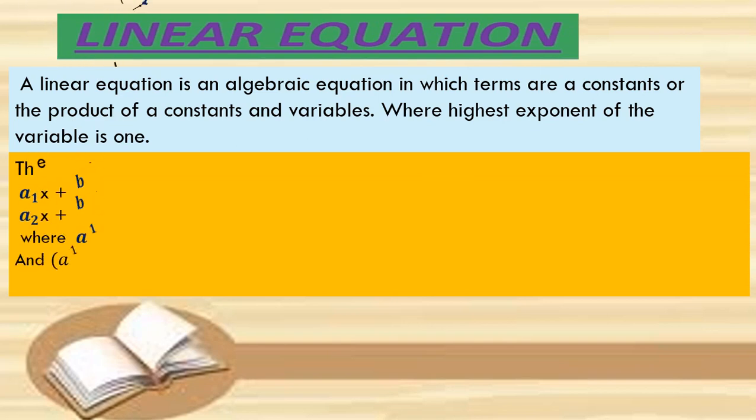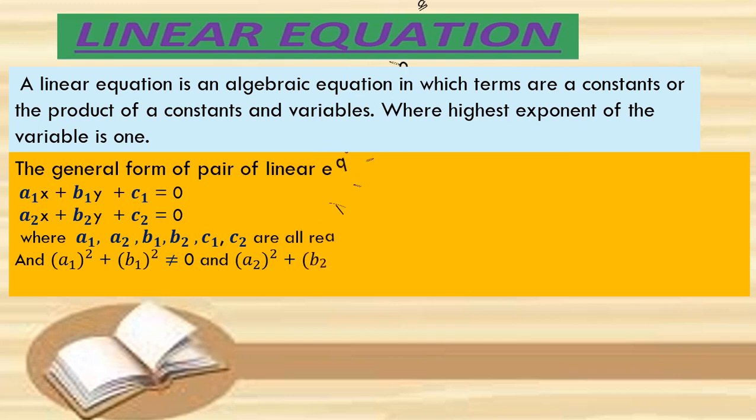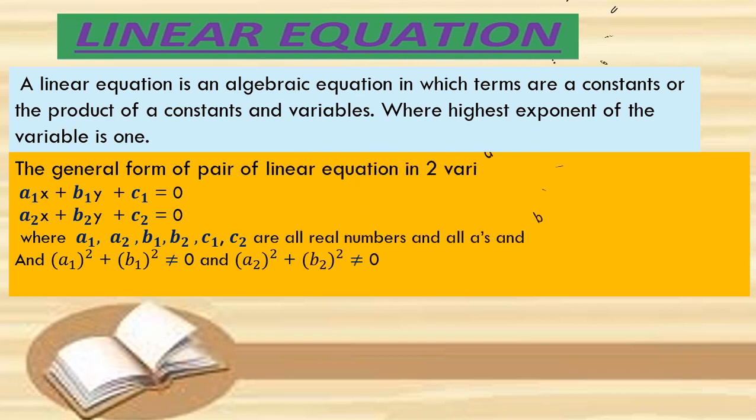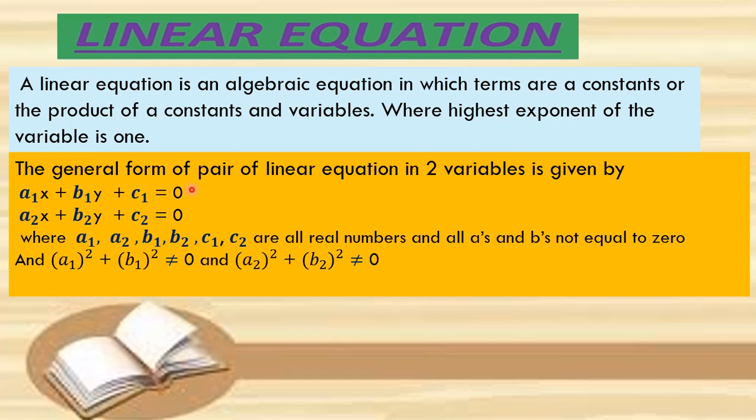Now here we have the pair of linear equations in two variables. As in the ninth class we learned about the linear equation in two variables as a1x plus b1y plus c1 is equal to 0. This is the linear equation in two variables. But in this class we have to learn about the pair of linear equations in two variables.